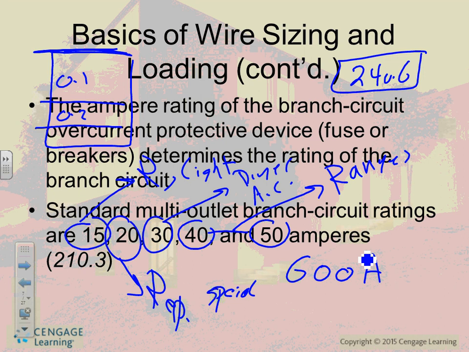Any questions, guys? These are basically four circuits they're going to use in the residential project. So your residential project from now on is going to be either 15 amp, 20 amp, 30 amp, or 40 amp from the get-go, your branch circuits.